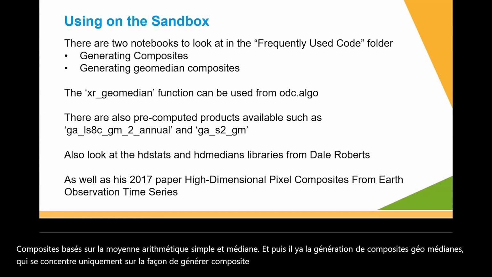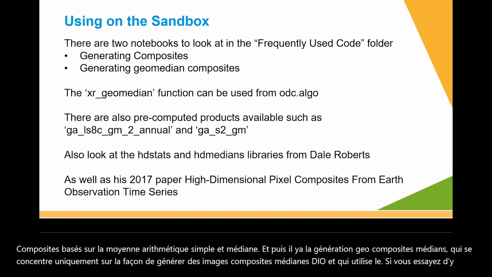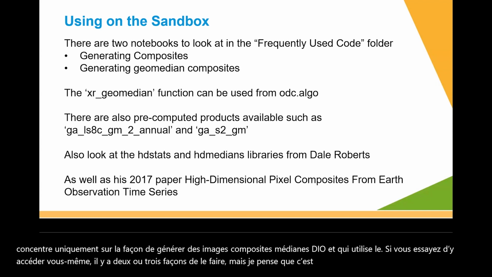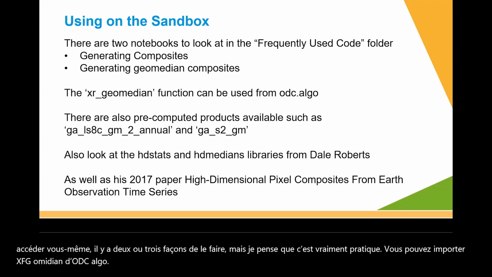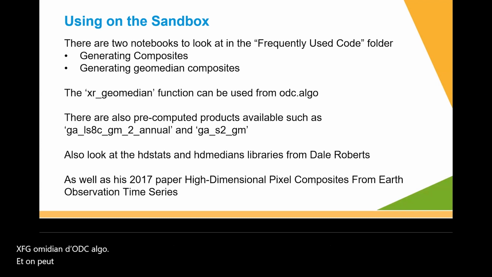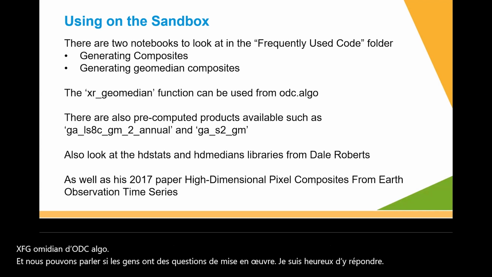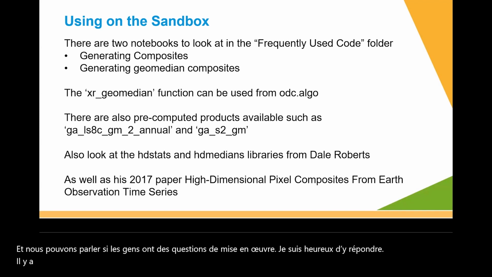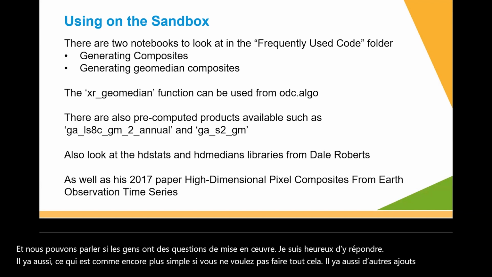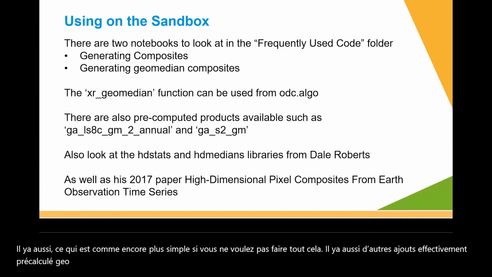If you're trying to access this yourself, there are a couple of ways to do it, but I think a really convenient way is you can import xr_geomedian from odc.algo. And if people have implementation questions, I'm happy to answer those. There's also an even simpler option if you don't want to do any of that: they're adding pre-computed Geomedian products to the Sandbox, to the data cube, for you to access and use immediately.